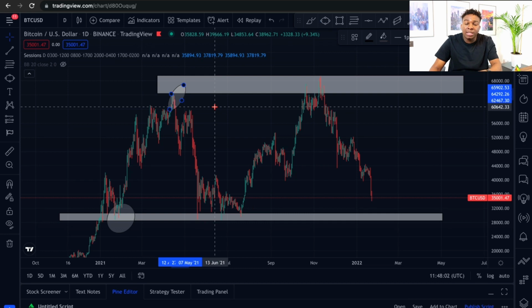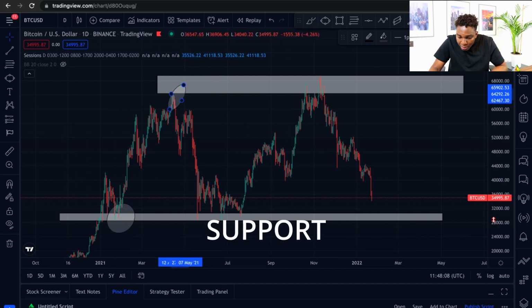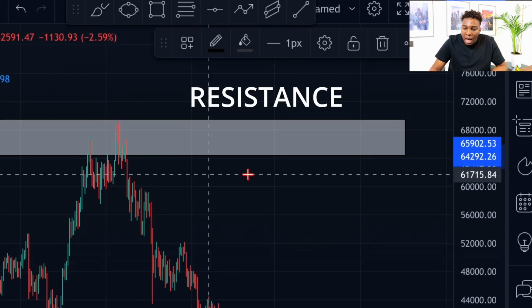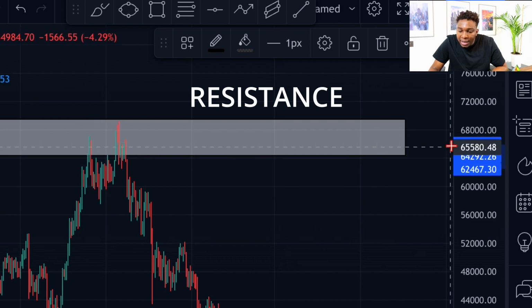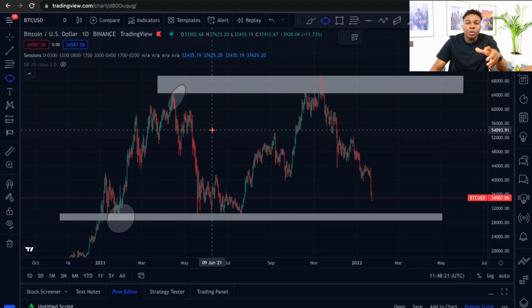When it hit the resistance, it will come down. So you are seeing it. So the support is at what price? About $30,000. And the resistance is about $68,000. This is how you use chart to invest in Bitcoin. So you wait for the price to hit the support before you buy.